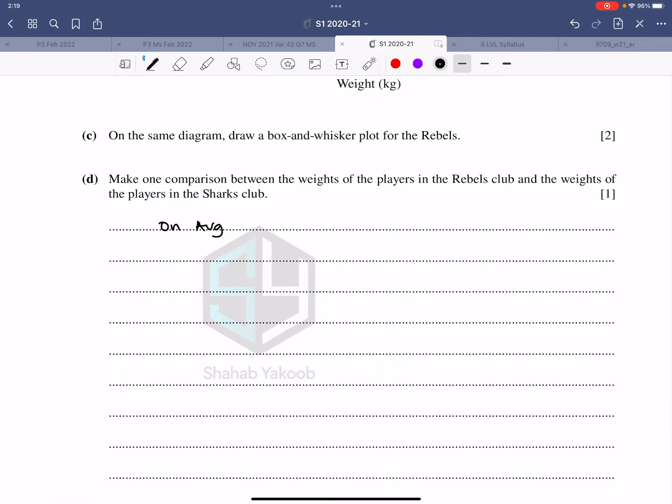the rebel players are heavier than sharks player. So when I use this term on average, this means that I have used the concept of median. So that's how this thing is done.